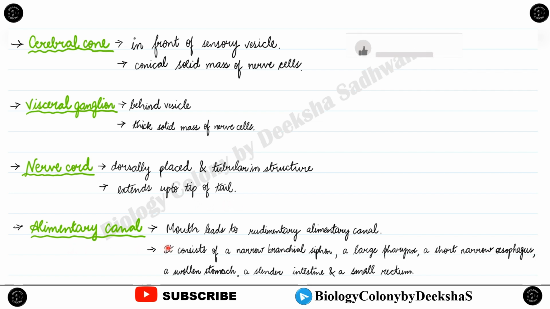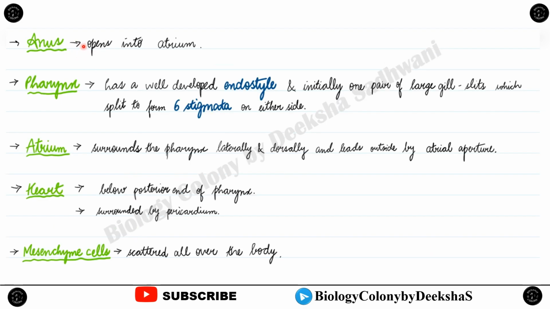Alimentary canal is found in it and the mouth leads to the rudimentary alimentary canal, that is the underdeveloped alimentary canal. It consists of a narrow branchial siphon, a large pharynx, a short narrow esophagus, a swollen stomach, and a slender intestine along with the small rectum. Anus is present which opens into the atrium cavity, and it also has pharynx that is well developed and it has endostyle, and initially one pair of large gill slits is present which splits to form 6 stigmata on either side. So total 12 stigmata are found.